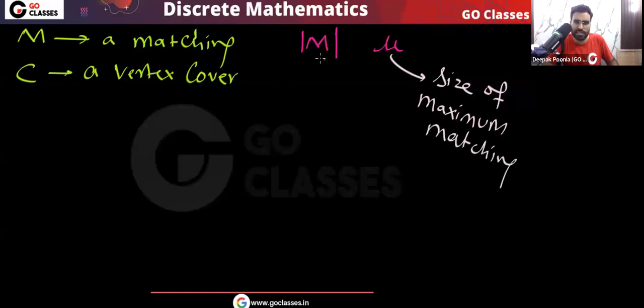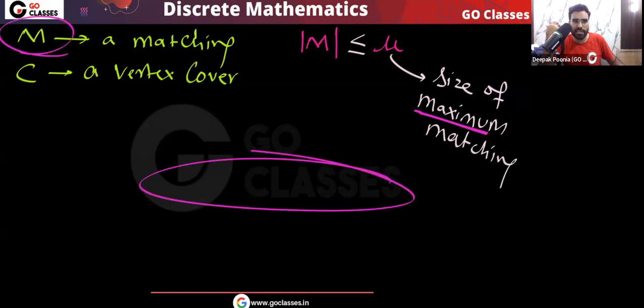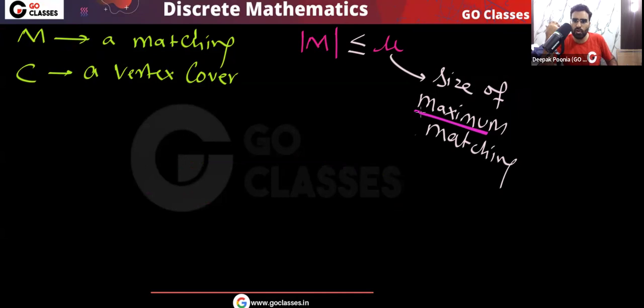So, what can you say about the relationship between size of M and this mu? M is some matching, so the size of M definitely will be less than equal to the size of maximum matching. The name itself is saying the size of the largest matching. The largest matching size will be definitely greater than equal to M. Yes or no? Maximum means largest.